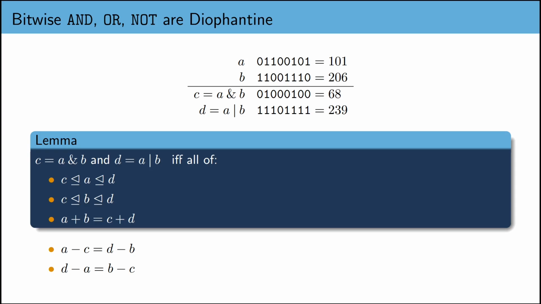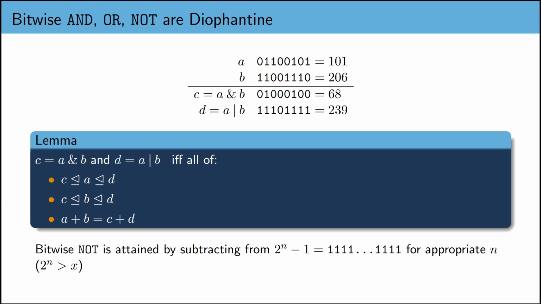Similarly, we can rewrite our equation a different way to get that the positions where D contains a 1 but A doesn't are the same as positions where B contains a 1 but C doesn't. Together with the fact that C is a bitwise subset of D, it's very straightforward at this point to prove that C and D are the bitwise AND and bitwise OR that we wanted them to be. And of course, bitwise negation is just subtraction from a number which is all 1s in binary. That is 2 to the n minus 1 for some suitably large n. And we can ensure that n is large enough using an inequality.